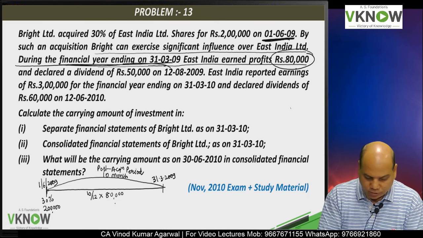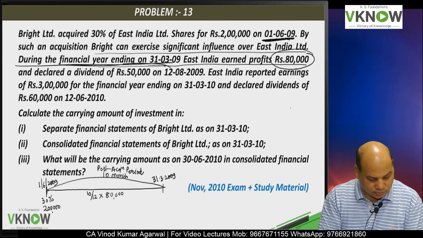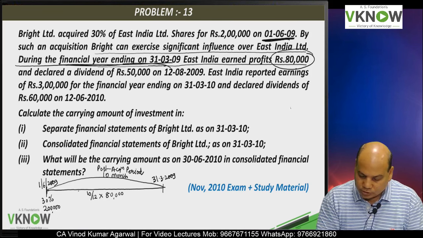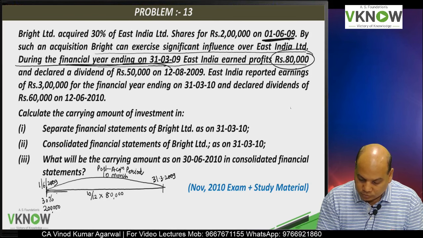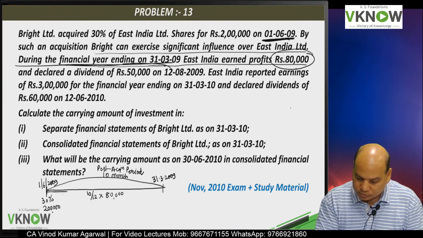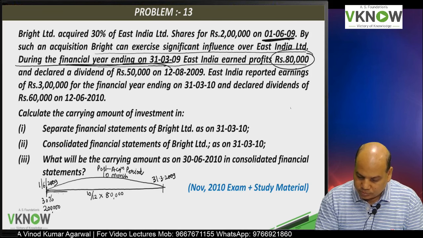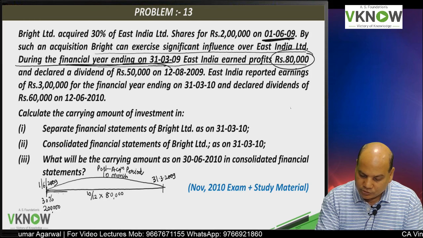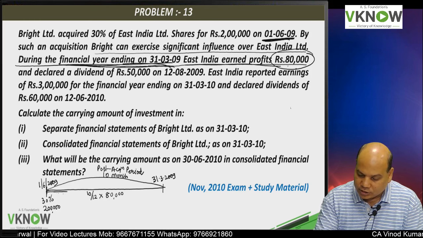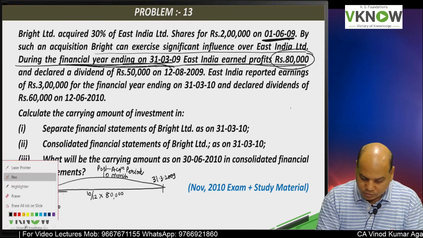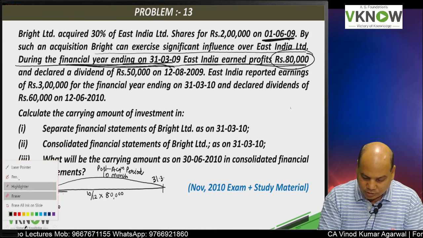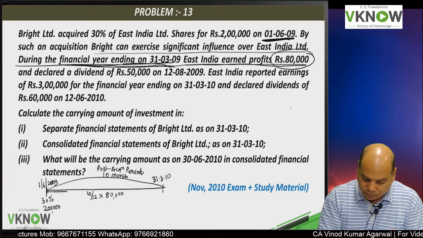Yes, 10 by 12 into 80,000. This is the profit of, no, there is a small misinterpretation by me. I would like to rectify. During the financial year ending 31st March 3, East India earned a profit of 80,000. This is not 31st March 9. It should be 31st March 10.